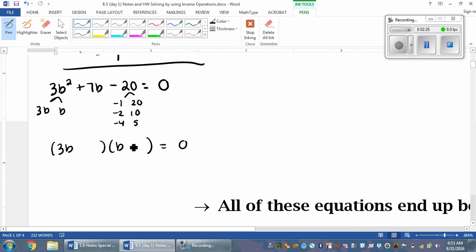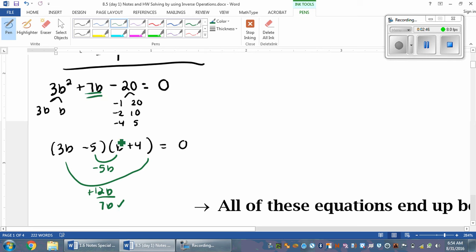Let's try positive 4, negative 5. Again, let's just check our inners and outers. That was just a guess. Negative 5 times b is negative 5b. That's 12b. When I add those together, I get 7b, which is exactly what I got. Again, this is not my answer.